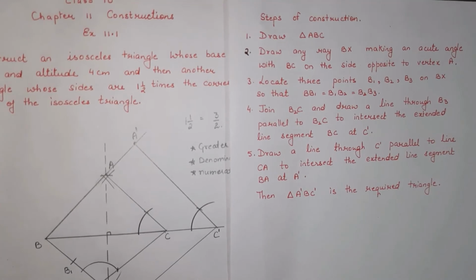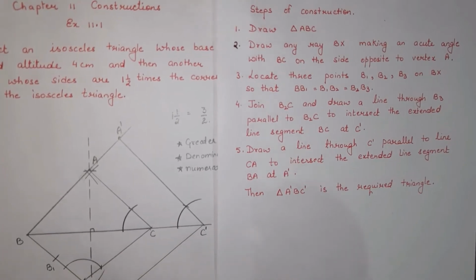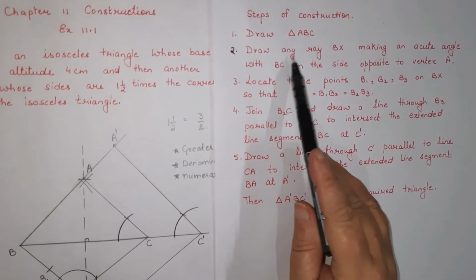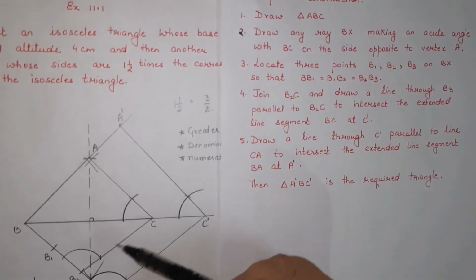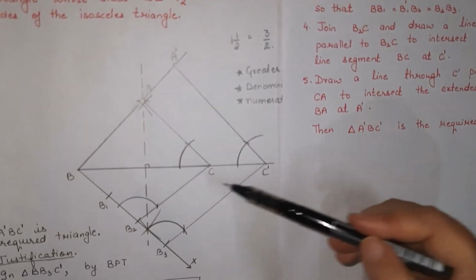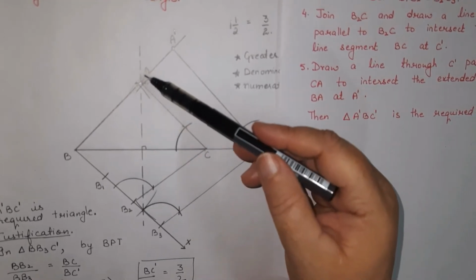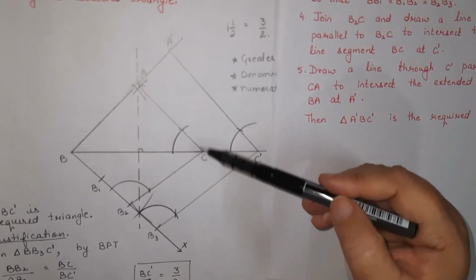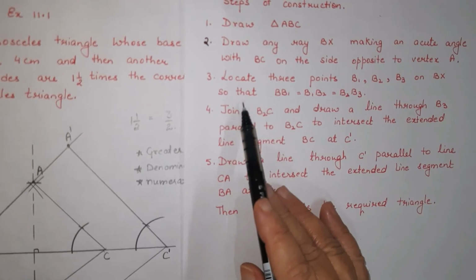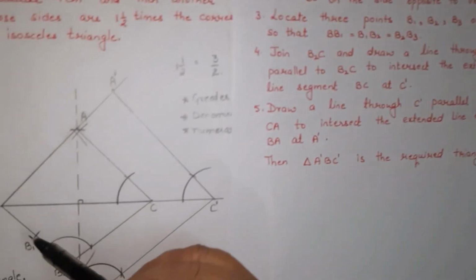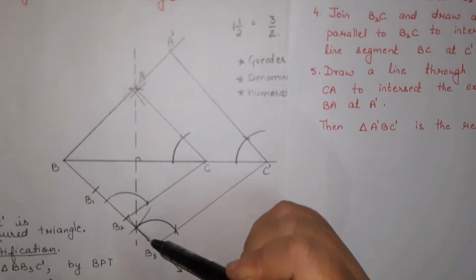Now we will see how to write steps of construction here. So our first step will be draw triangle ABC, which is our original triangle. The second step will be draw any ray BX making an acute angle with BC on the side opposite to vertex A. So we have drawn this BX, acute angle CBX, and this X point is on the other side from A. That is, if this is BC, A is on this side and X is on the other side. Locate 3 points on BX so that they are all equal.